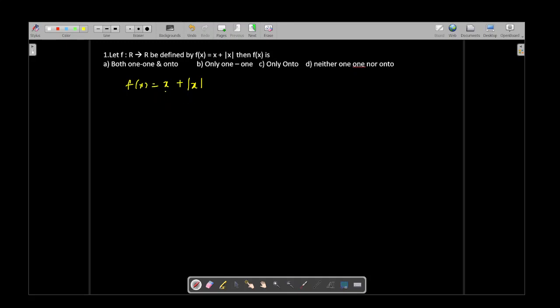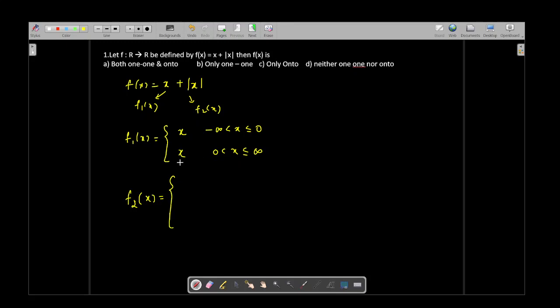So what I do is I'll take this as f1 of x and I'll take this as f2 of x. So f1 of x is x from minus infinity to 0 and x from 0 to infinity. I'll tell you why I've written it like this. I have written f1 of x in two parts because f2 of x can be written in the same form. We know that mod x is equal to minus x when x is negative, and it is plus x when x is positive.